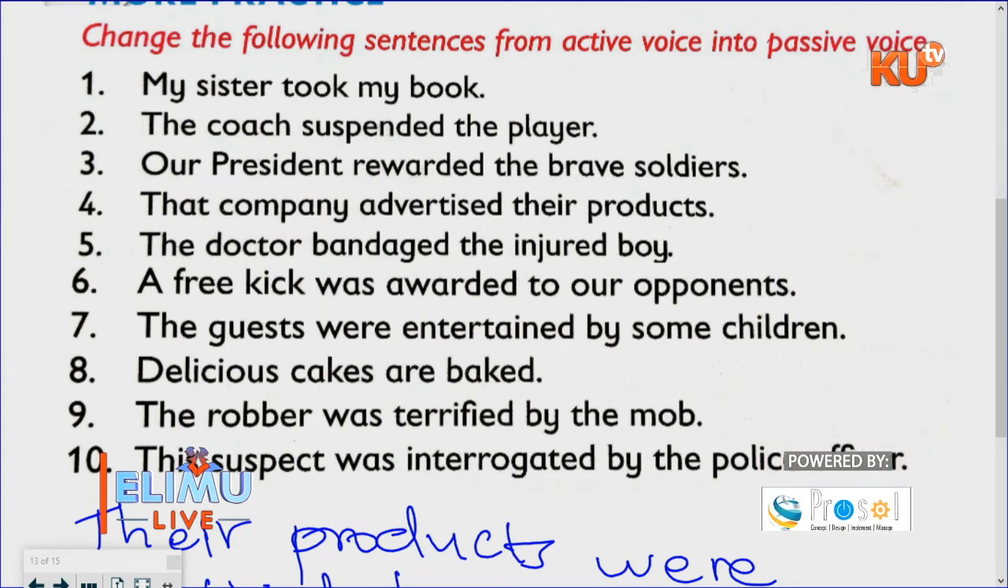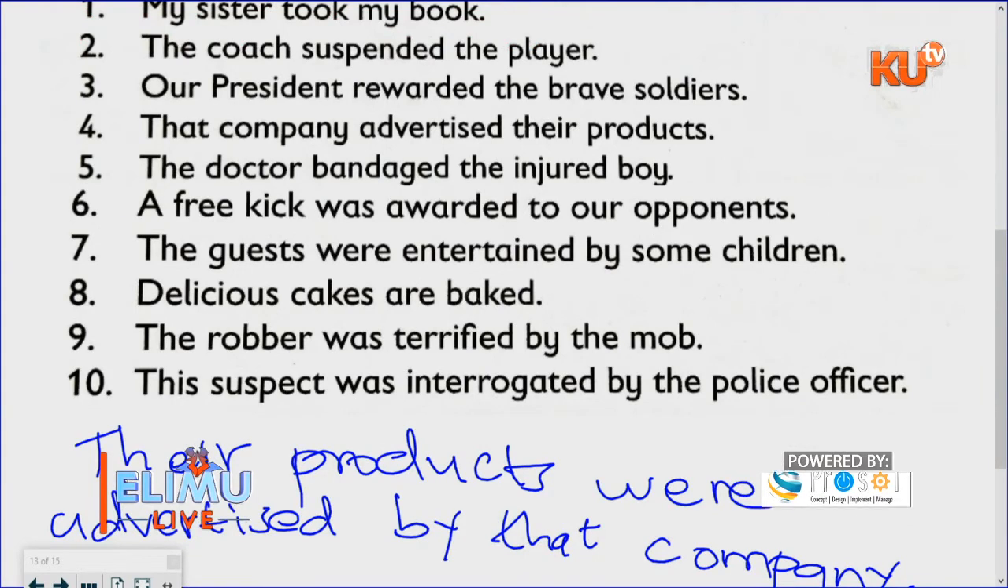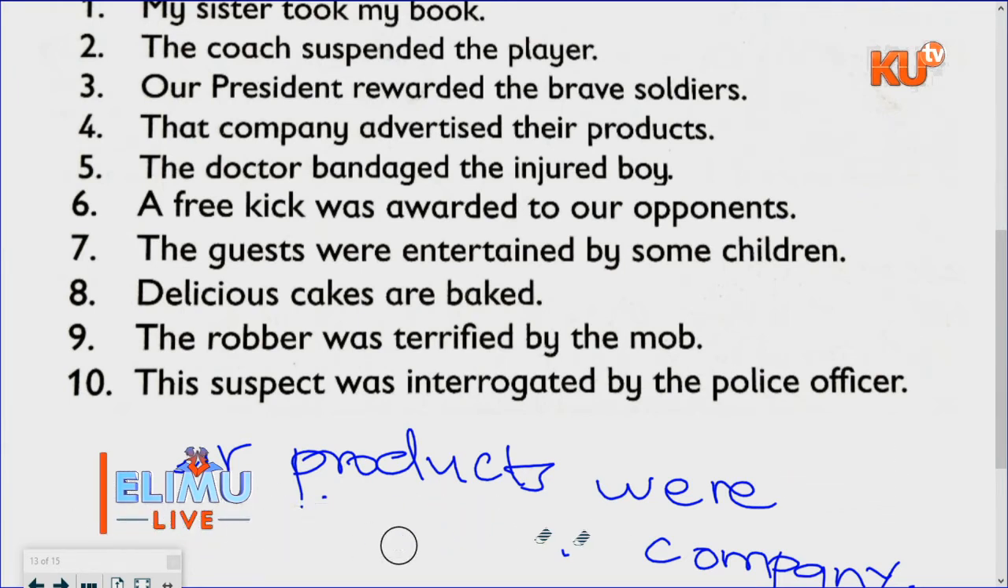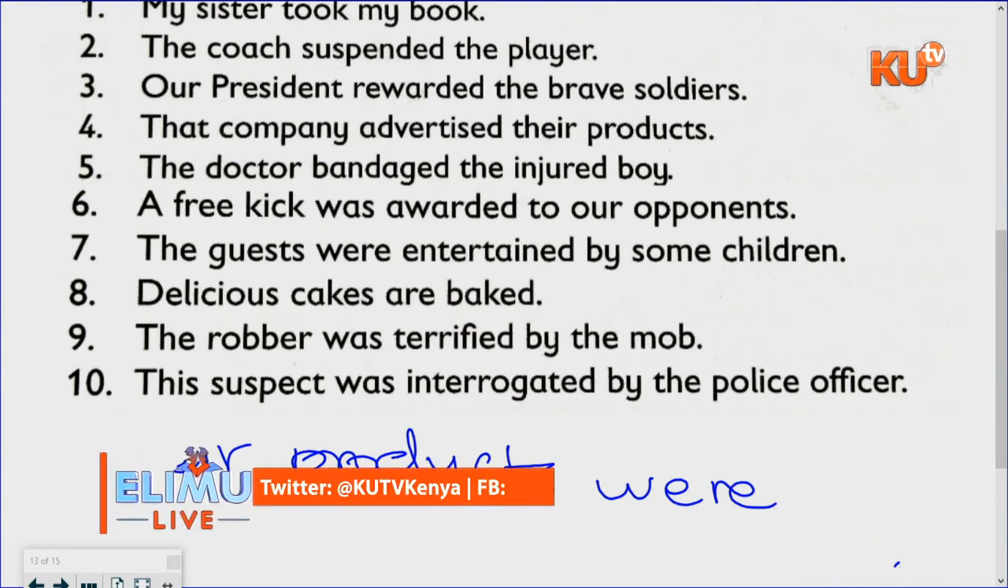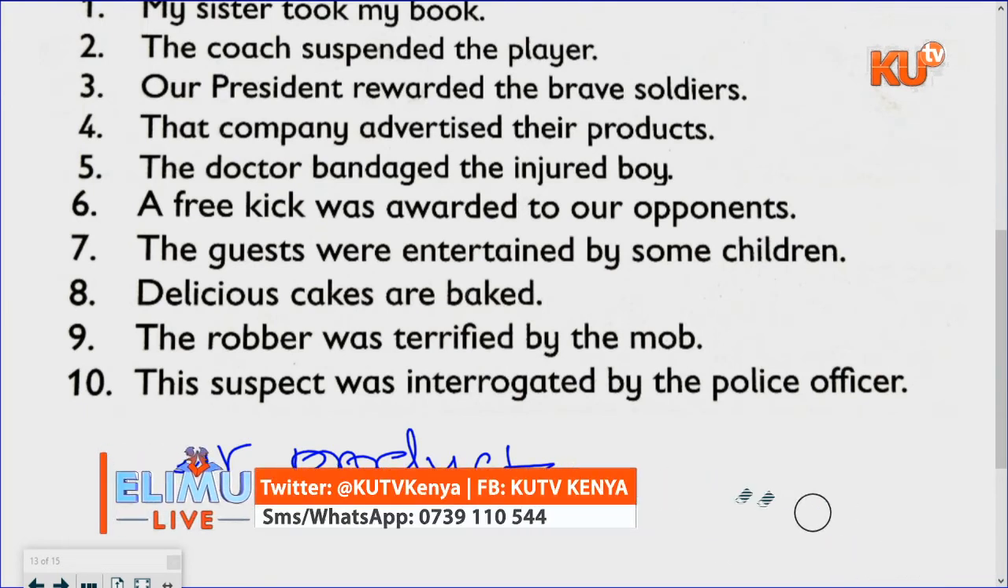The guests were entertained by some children. So the guests there is the subject, then some children is the object, then entertained is the main verb that gives you the action of that sentence. So the guests were entertained by some children. Some children entertained the guests.